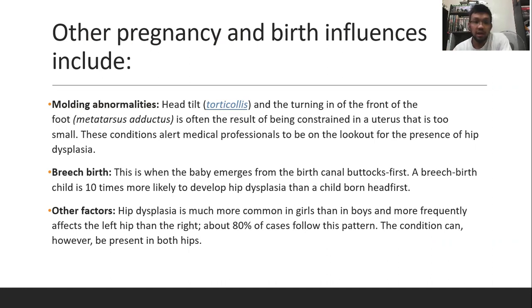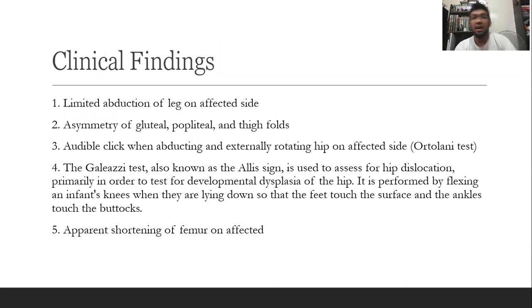Other factors: hip dysplasia is more common in girls than in boys, like what I've mentioned earlier. And this affects the left hip more than the right. About 80% of cases follow this pattern. So 80% involve hip dysplasia of the left hip. But this condition can be present in both. It can be bilateral, but in most cases, they are unilateral, meaning one-sided.